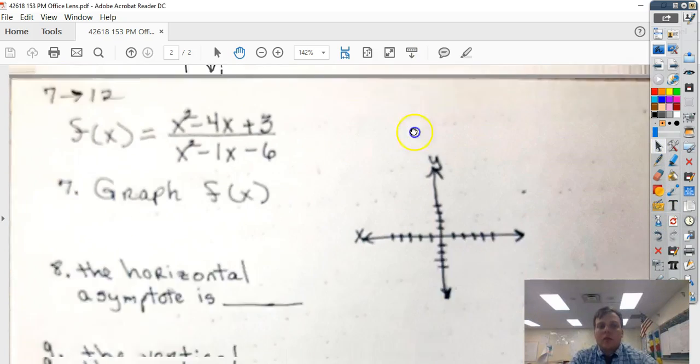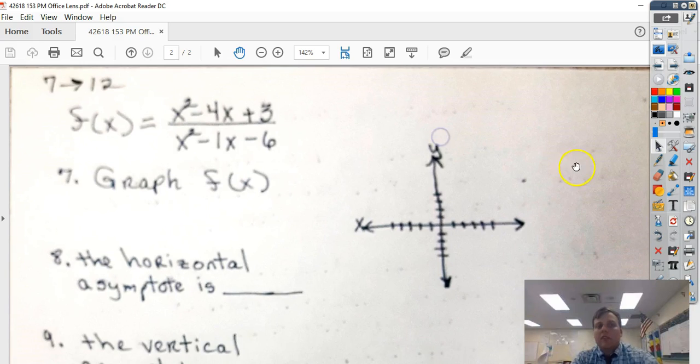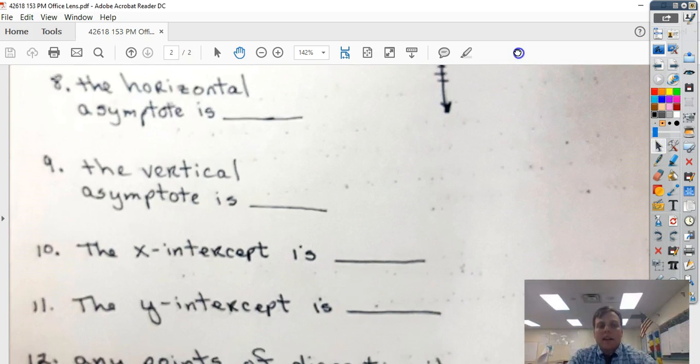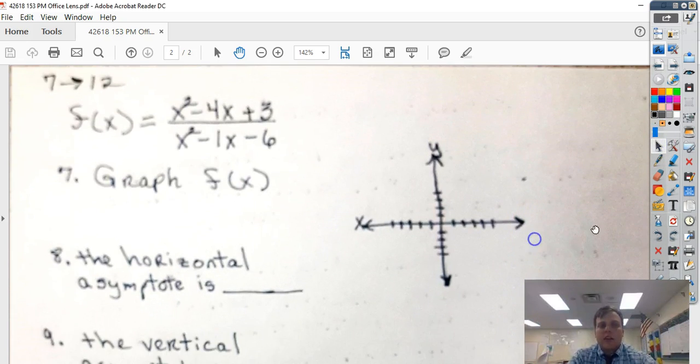Number 7. Ooh, I did not take a good picture of this. My apologies. It wants us to graph, find the horizontal asymptote and the vertical asymptote. You actually do not have to worry about 10 through 12. It's not necessary. Okay? So, first thing, I don't like to graph first. I know we put that first. I like to graph last. That's my suggestion to you. Graph last.